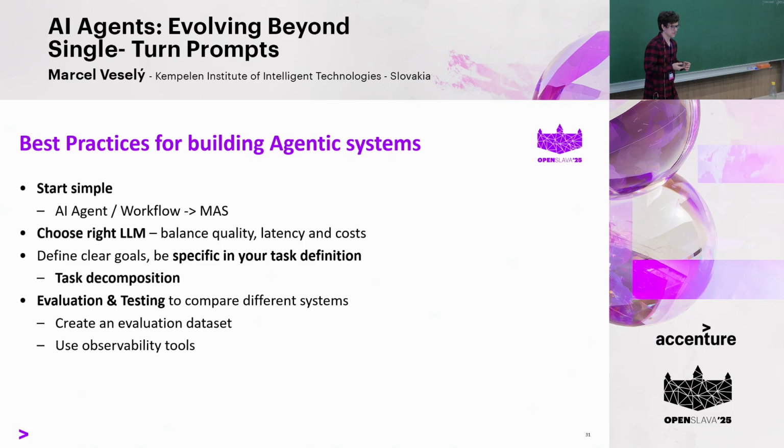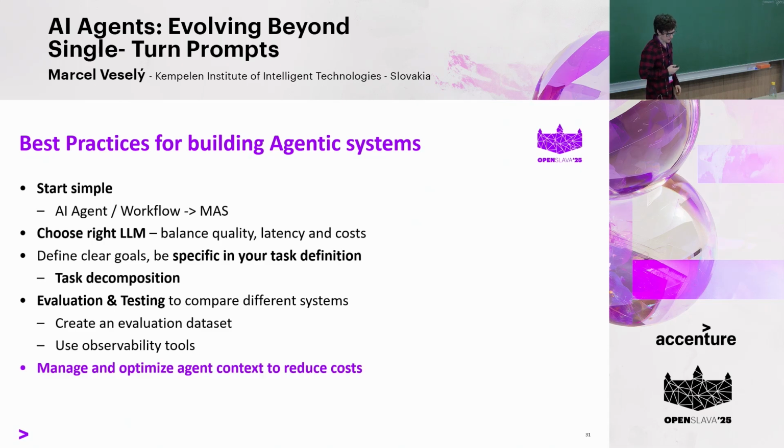You also need to have some kind of evaluation or testing to compare different systems, create an evaluation data set, or have some observability tools so that you can check whether everything works the way it's supposed to. The evaluation data set speaks for itself. You may have multiple ways to implement one thing, and now how can you identify and recognize what the best approach is? You need a way of objectively and quantitatively evaluating what the best approach is for a specific task.